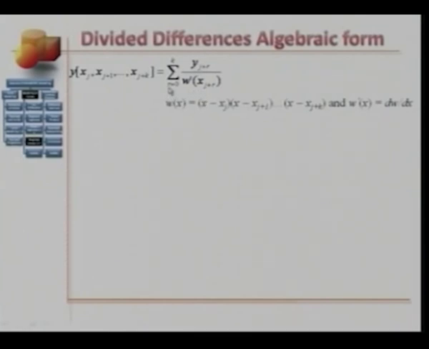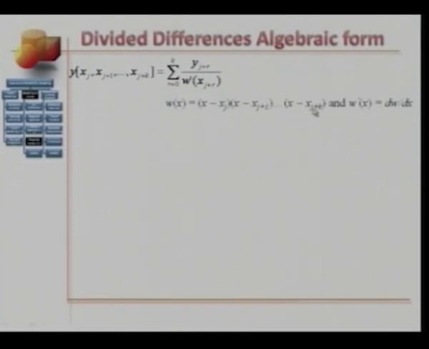So here index r goes from 0 to k. k corresponds to the last index j plus k. So this is k here. y of j plus r, r is going from 0 to k. That would mean that we are considering the y's corresponding to xj, xj plus 1 up till xj plus k over w. How would you want to construct w? w is these terms here, x minus xj times x minus xj plus 1 and so on and so forth up till x minus xj plus k.